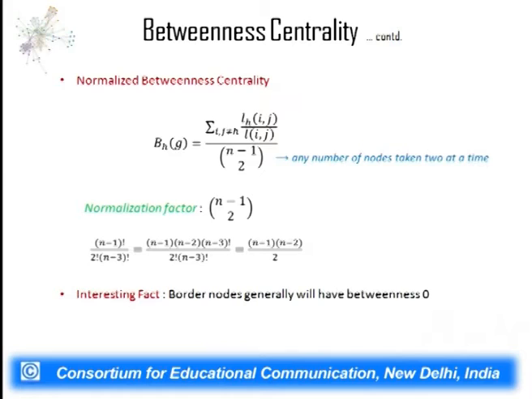And one very interesting fact to note is that the border nodes in any graph will have betweenness 0. So you don't need to go on calculating the border nodes, because whenever two nodes in the entire network want to communicate, they will never go to the border nodes to route their message via a longer route. They won't prefer that. Okay, so always the shortest route is taken. Border nodes will always be avoided. So border nodes will always have a betweenness centrality of 0. Okay. It is a direct interpretation.